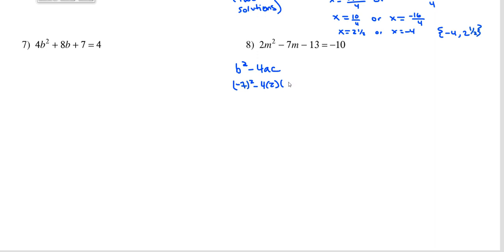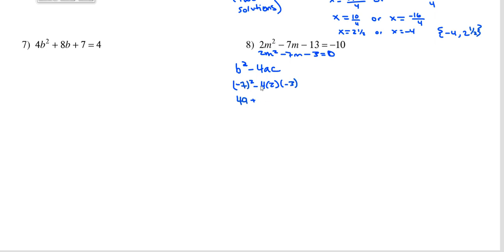So this is 2m squared minus 7m. If I add 10 to both sides, this is just a minus 3, and then it equals 0. Now I can see what a, b, and c are. So the c is actually negative 3. Negative 7 quantity squared is 49, minus a negative is a positive. 4 times 2 is 6, 6 times 3 is 18. So we get 67.